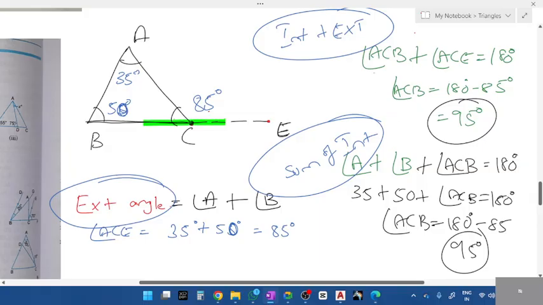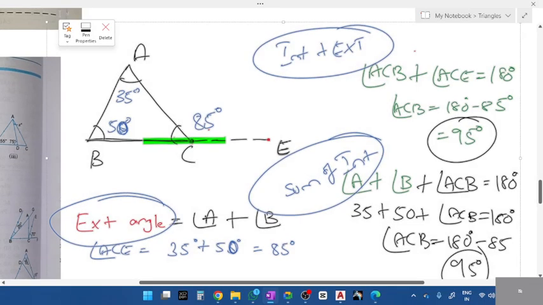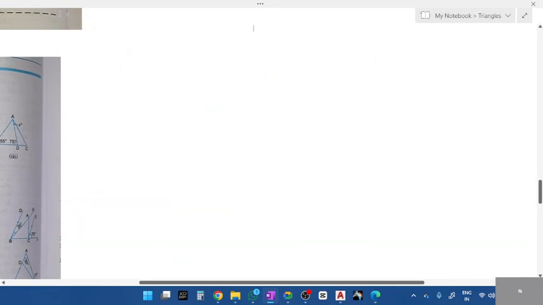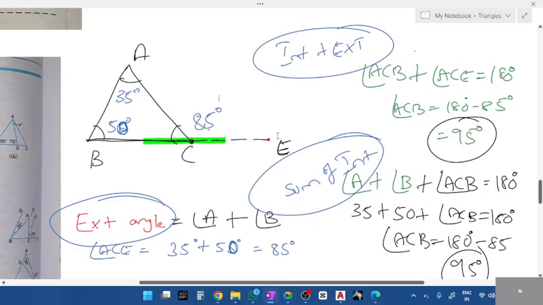But we have used different formulas, right? Interior plus exterior, sum of interior, exterior. All three formulas. Did you understand all three? Along with this, we use isosceles. Yes, along with this, we use isosceles. That's it. Sorry. Just go through this, what we have written.